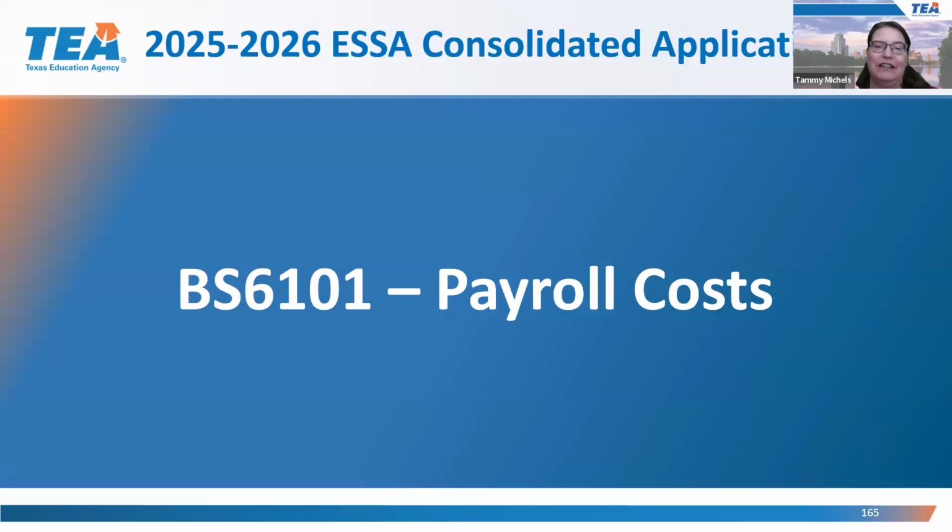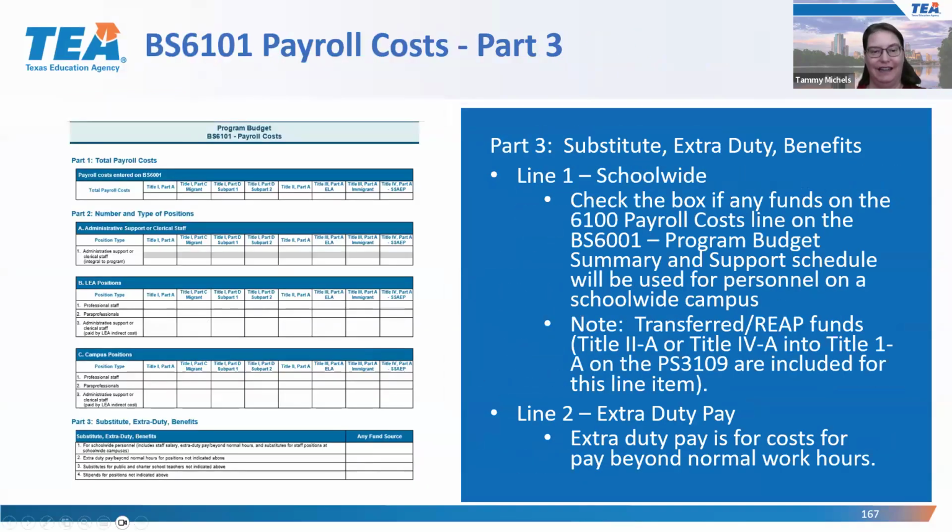Apologies. We're going to move on to the BS 6101 payroll costs now that we have the program budget summary completed. This schedule would be pre-populated based on completing the program budget summary and support schedule that we just reviewed. And although the organization may not have funds budgeted in the BS 6001, you'll still need to open and save them to complete the application.